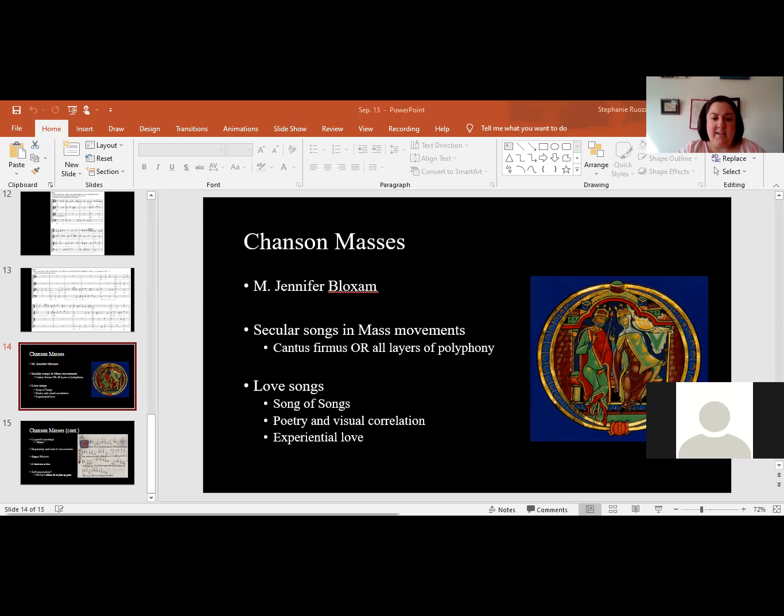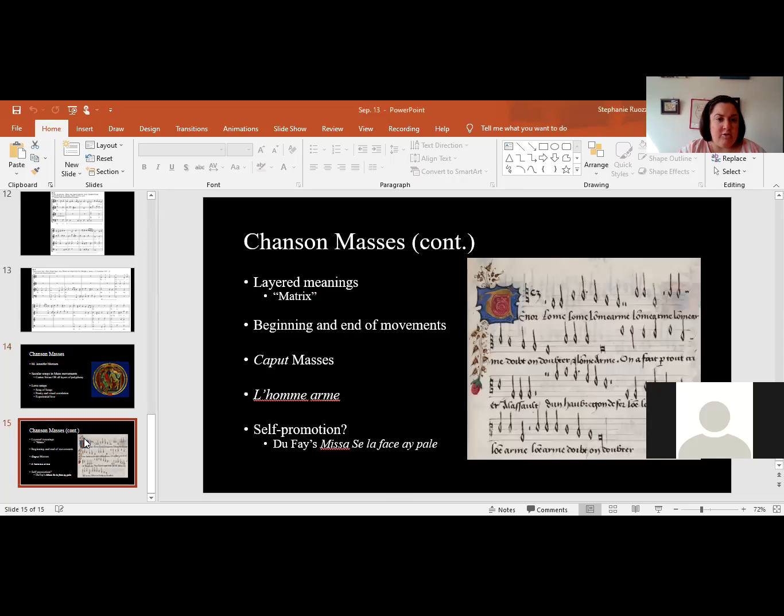And what's cool is that these meanings can get incredibly complex, with multiple layers. If you pick apart any chanson mass, you will find not just one hidden meaning, but multiple hidden meanings. In fact, Bloxam calls them a matrix of meaning. And we can relate this idea back to the motets. Like we talked about, whenever I pick the tenor for the motet and the text that I set above it, those two texts should relate in some way to give me layered meaning.